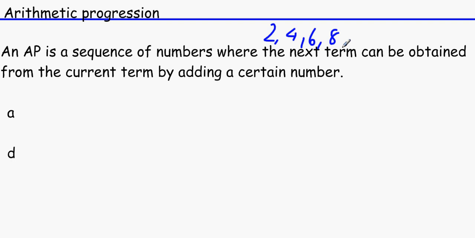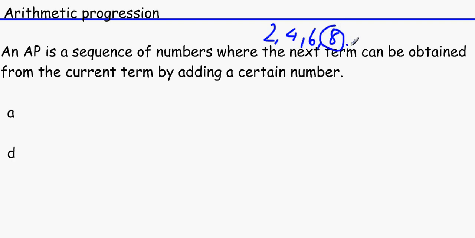What you need to do is define what an arithmetic progression is. I think for Edexcel you probably do need to define it, but for AQA you can get away with not defining it. An arithmetic progression is a sequence of numbers where the next term can be obtained from the current term by adding a certain number, and this certain number is called the common difference, but I'll come to that later. So let's say this is the current term, right?